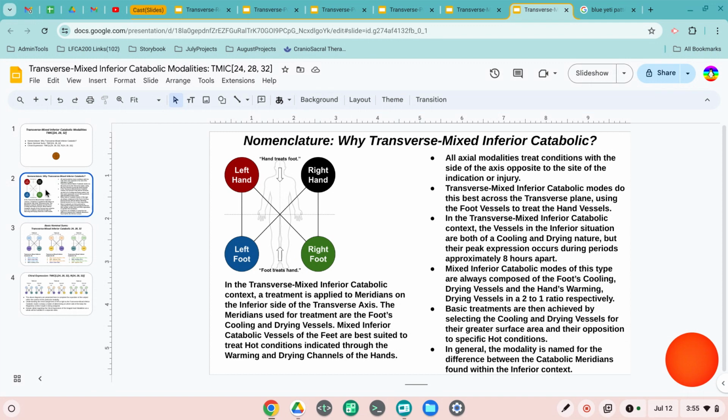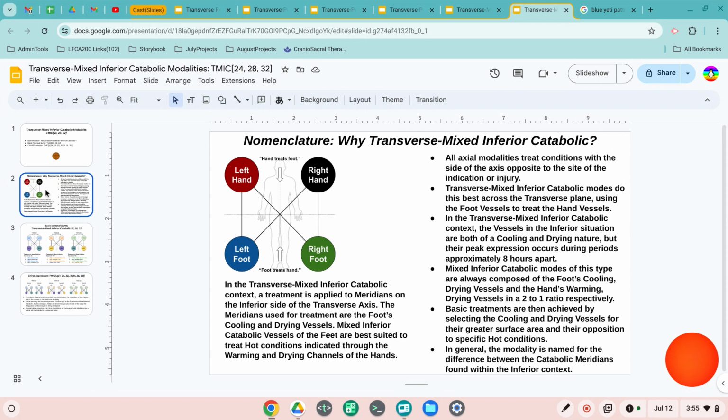In the transverse mixed inferior catabolic context, the vessels in the inferior situation are both of a cooling and drying nature, but their peak expression occurs during periods approximately 8 hours apart. Mixed inferior catabolic modes of this type are always composed of the foot's cooling drying vessels and the hand's warming drying vessels in a 2:1 ratio respectively.